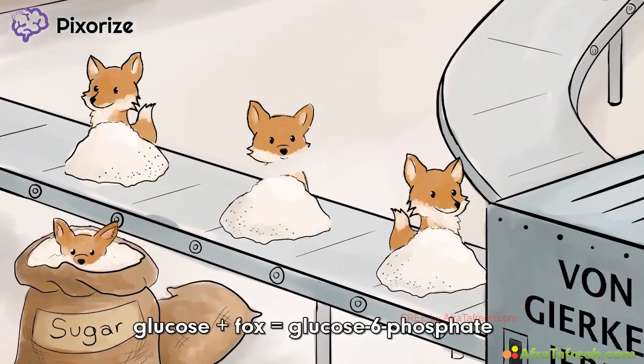The word fox should help you remember the term phosphate. Notice how there's a fox in each sugar pile. You could even say that the foxes or phosphate groups are inseparable from the glucose and sugar. Von Gierke disease is caused by a defect in glucose 6-phosphatase, which normally removes phosphate from glucose 6-phosphate, producing free glucose. If you remember your biochemistry, you'll know that this is the common last step of both gluconeogenesis and glycogenolysis.